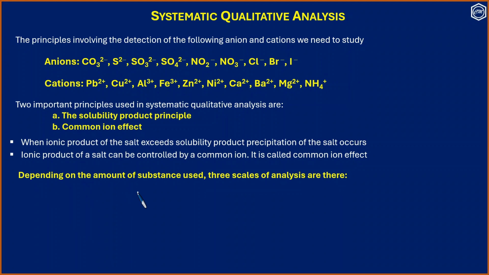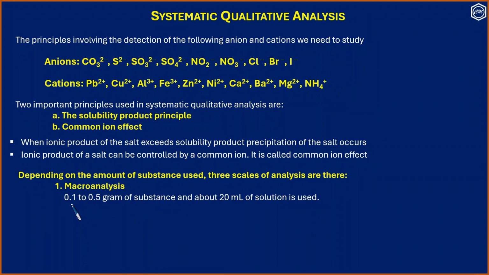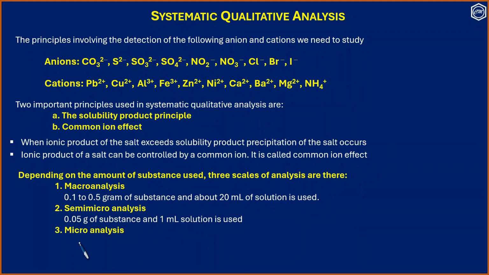Depending on the amount of substance used, three scales of analysis are there. First one is the macro analysis. In macro analysis, we use 0.1 to 0.5 gram of substance and about 20 ml of the solution. Second is semi-micro analysis. Here we use 0.05 gram of substance and 1 ml of the solution. Third one is the micro analysis. In micro analysis, we use very small amounts of the substance and solution.